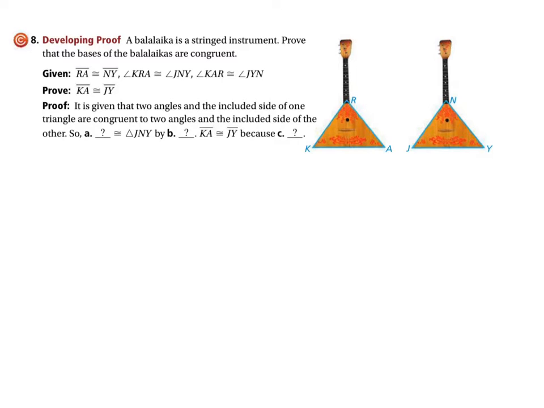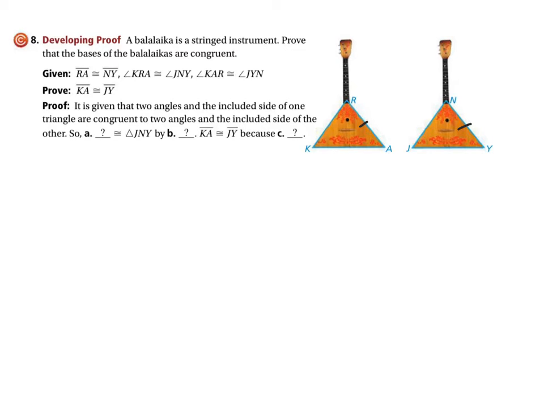RA is congruent to NY. We'll put one single mark there. Let me change the color. It might be better if we have a different color here. I'll do black. RA is congruent to NY. What else do we know?